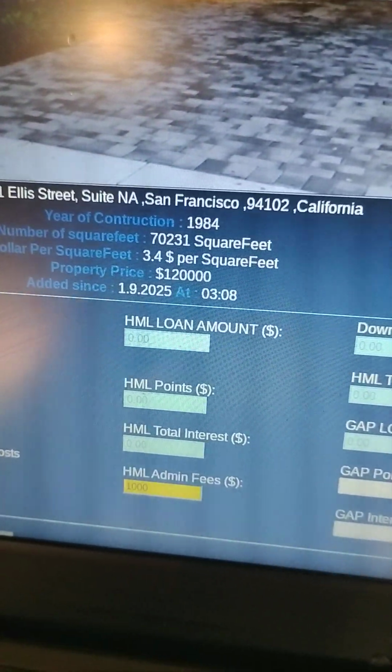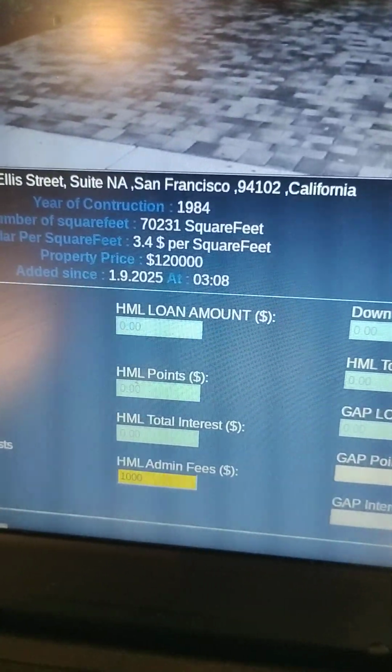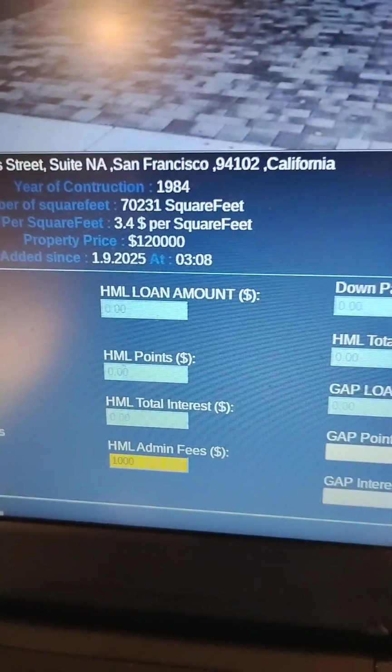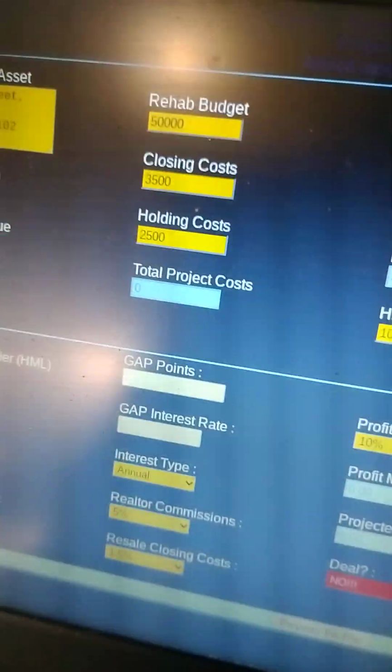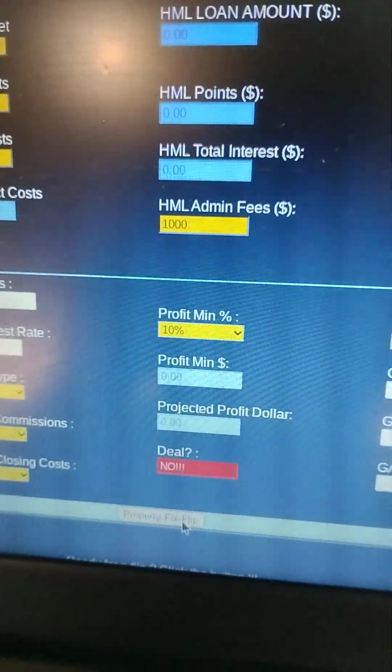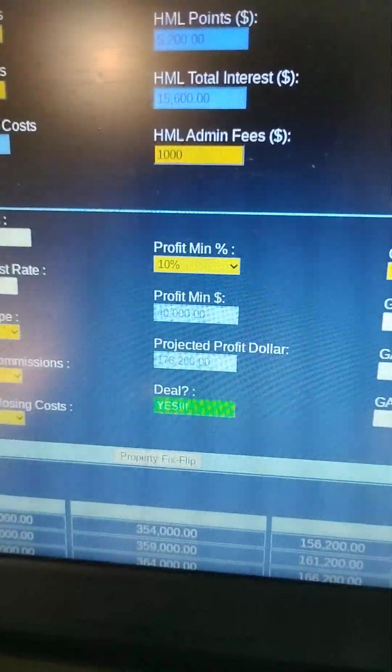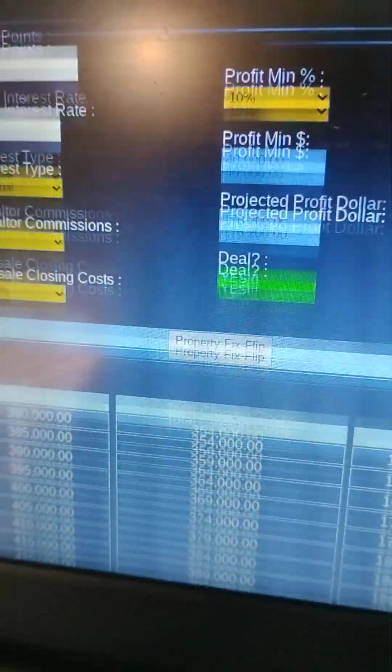And then we have the day you add the property and the time. So then you can flip, and you're going to see if it's a deal or not. You click, and if it's a deal, it's going to be green. Oh, looks like it's a deal. It said yes, and it gives you a setup, no?